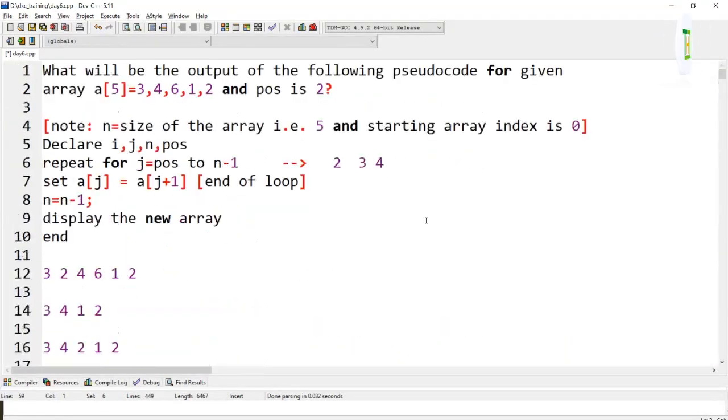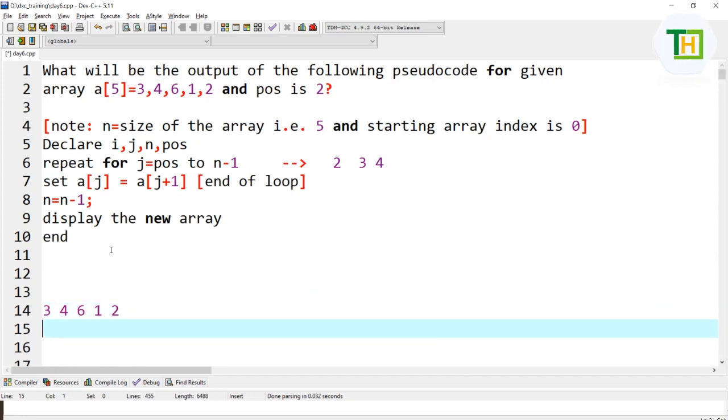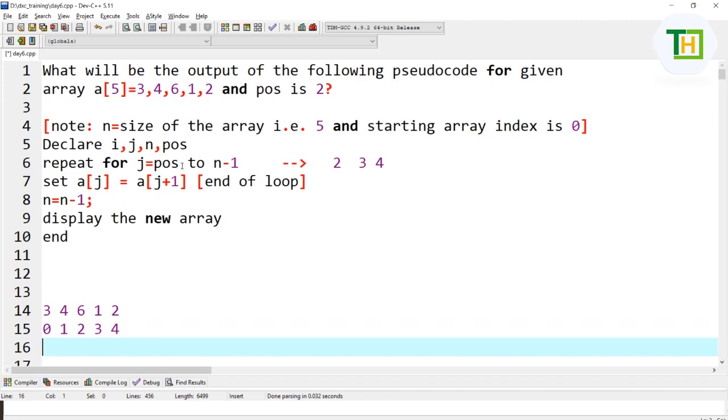This is the first question. The array values are 3, 4, 6, 1, and 2. The index values are going to be like this.